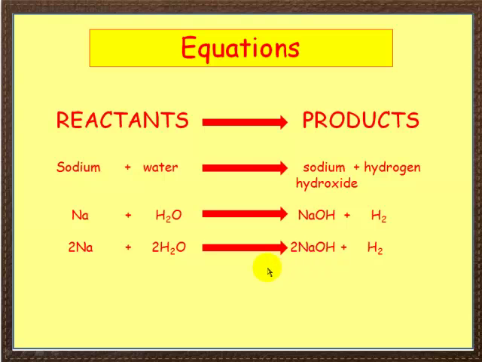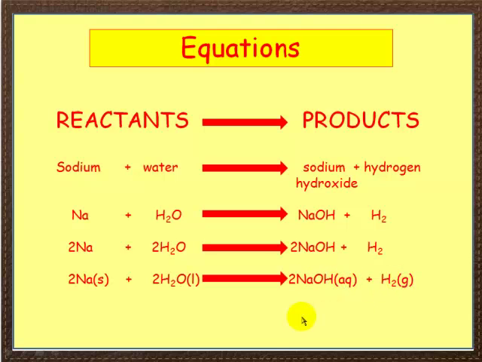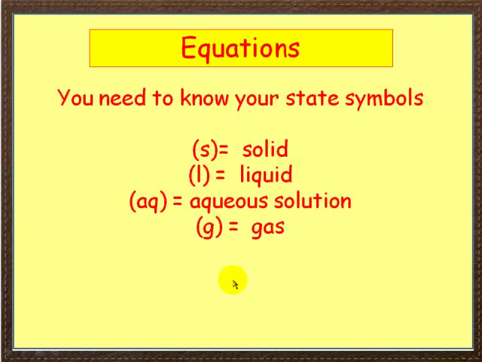So we're now balanced. Last stage is always to put in the state symbols. Sodium's a solid, water is a liquid, sodium hydroxide is an aqueous solution, it's dissolved in water, and hydrogen is a gas. Let's just check on those state symbols. S is a solid, L is a liquid, AQ is when something's dissolved in water, and G is a gas.